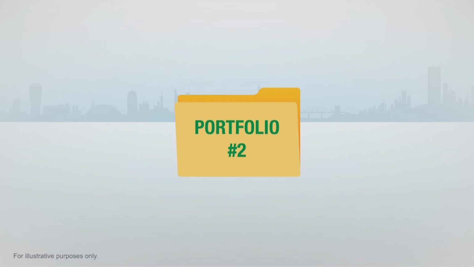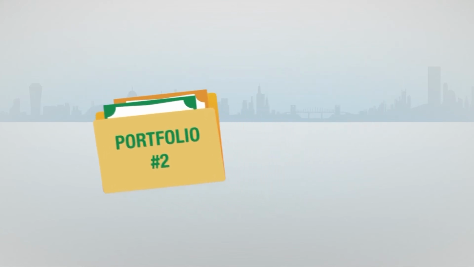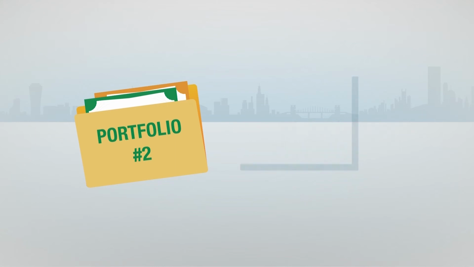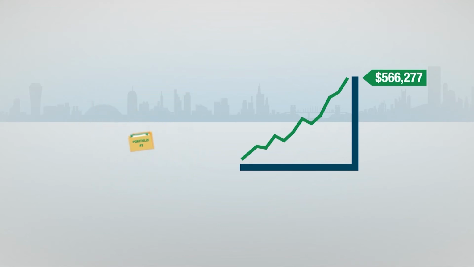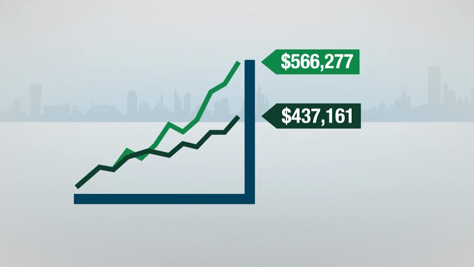Now, let's contrast that portfolio against another with a lower tax rate. The second portfolio holds tax-efficient investments such as convertible bonds and common stocks. Let's suppose gains on these investments are taxed at 15% before being reinvested. The tax-efficient portfolio would grow to $566,277. In this example, managing for tax efficiency would have resulted in a difference of about $129,000.